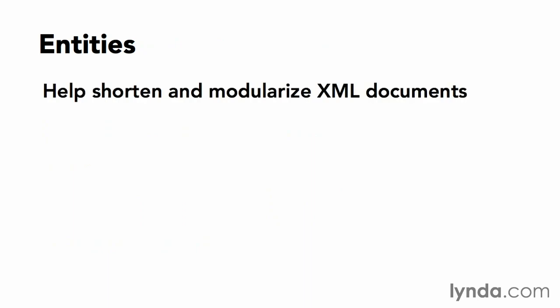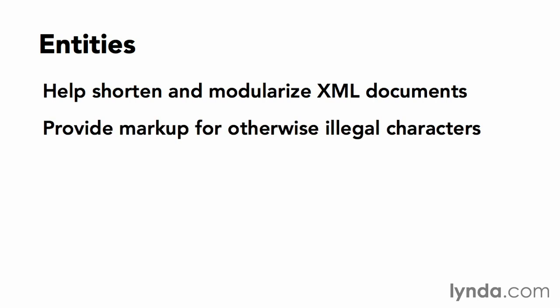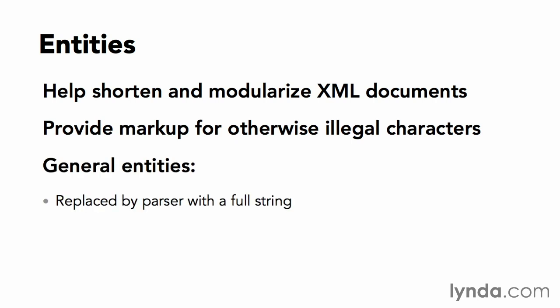All right, let's wrap up by looking at entities. Entities are intended to help shorten and modularize XML documents, and they provide markup for characters that would otherwise be illegal in XML content. There are general entities which are replaced by a parser with a full string. So for example, &copyright; or &author;, you can define these to be a string of content that will get replaced by the parser when the XML document is parsed.